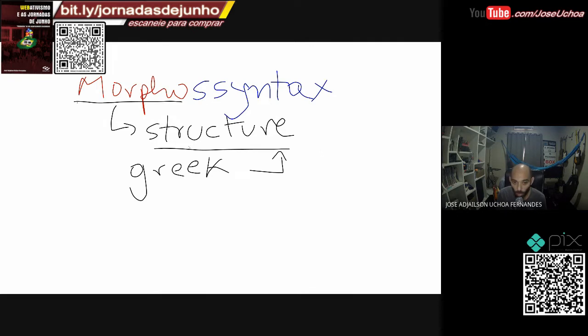Okay. So we have two moments in this subject that we are going to approach. We have the morphos part and we have the syntax part of the course. In the morphos part, we are going to concentrate on the structure. And then in the syntax part, we are going to talk about how to arrange.